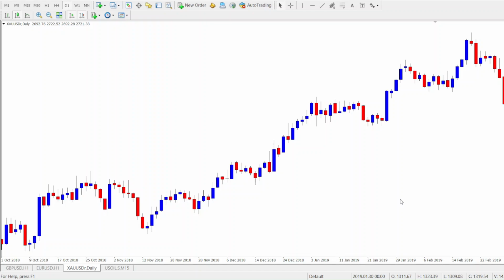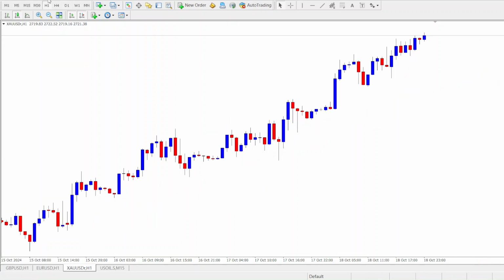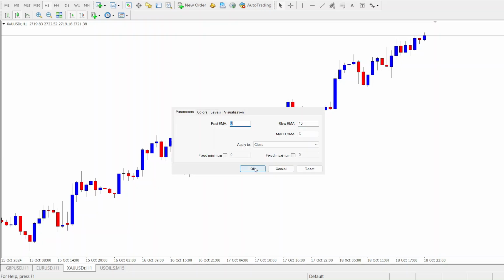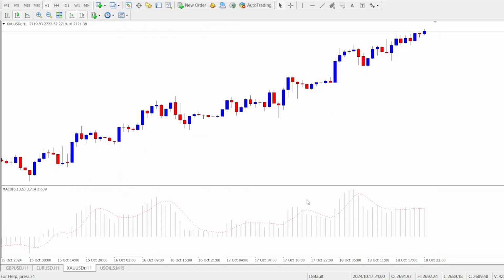Okay, so first of all, the MACD is called the moving average convergence divergence. It's a momentum indicator that shows the relationship between two moving averages of a security's price. It consists of three components. We're just going to be adding it to our chart. It consists of the MACD line, the signal line, and the histogram.